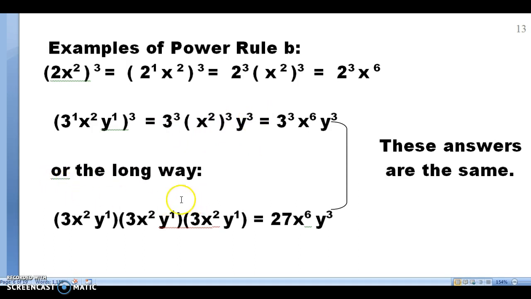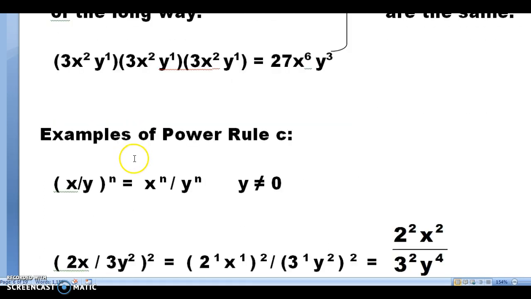Again, if I wanted to write it out the long way, it would be 3 x to the 2nd, y to the 1st, multiplied three times. And again, we could use the product rule, go back, and get the very same answer. The answers are the same both ways. Probably a little bit quicker to use the power rule, where we take each one of the products and take its exponent and multiply it by the 3 on the outside.